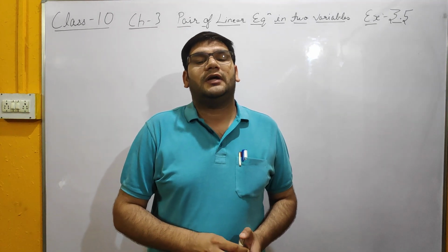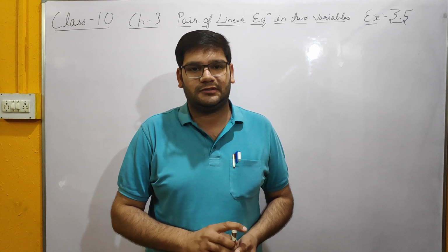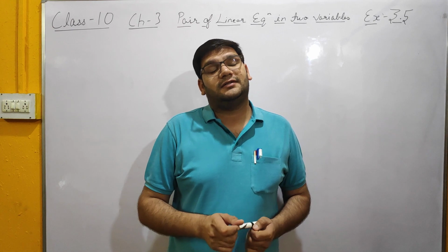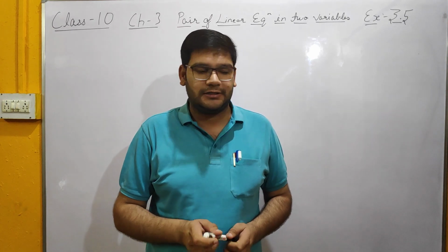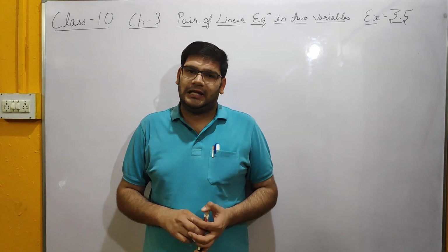Today we have to do exercise 3.5 of the third chapter, pair of linear equations in two variables. In the last video, we discussed the elimination method, which was the easiest. But now we have to do the cross multiplication method.